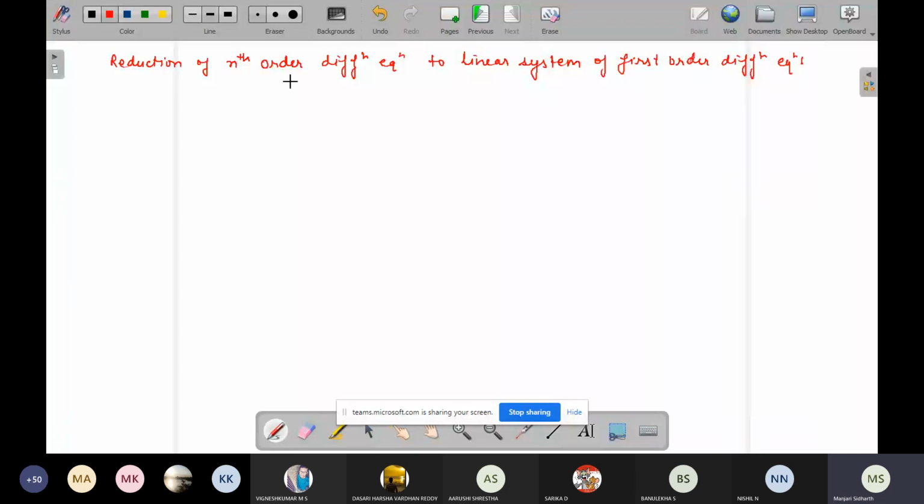Means suppose you have nth order differential equation given, right? And we need to solve this nth order differential equation using matrix method. So first we'll try to convert it into a linear system of first order differential equation like we did in the last question. You will get that type of system and then you can use the usual method like we did in the previous example. So for example, consider this.